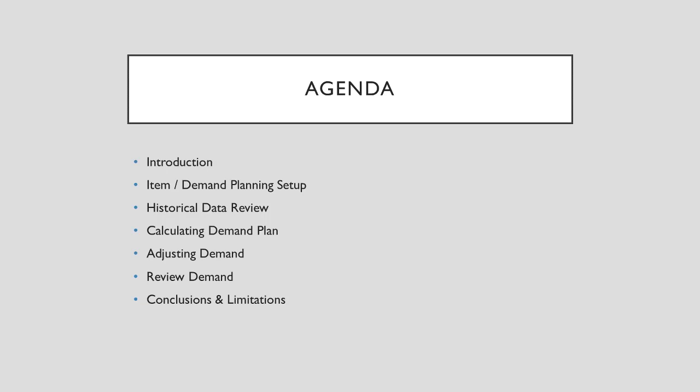First, I want to give a brief introduction into demand planning. Then we're going to look at the item and the demand planning setup. We run through a business process where we review the historical data, calculate the demand plan, adjust the demand based on market information, and review the outcome. And we finish it all up with conclusions and limitations of the NetSuite offering.